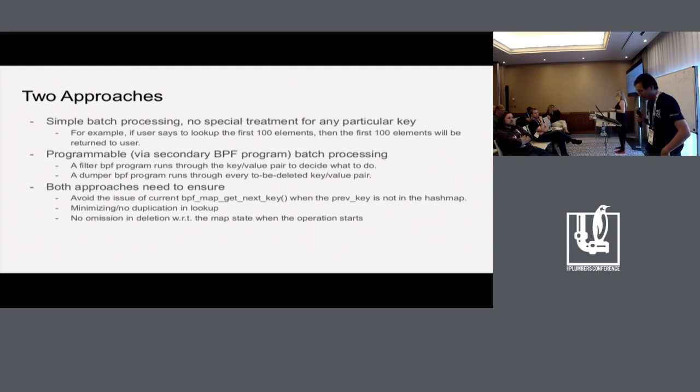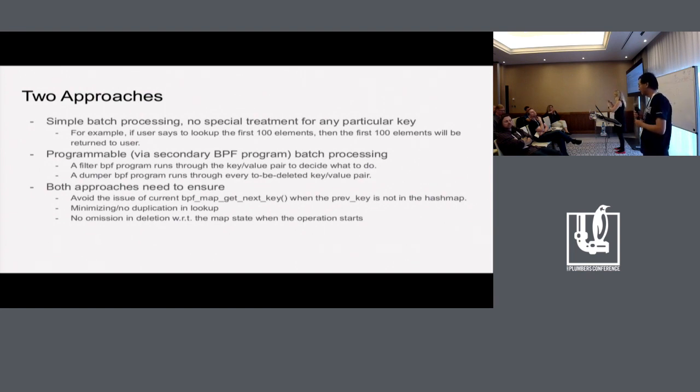In upstream, we currently have two approaches. The first is a simple batch processing, and it does not distinguish between different elements. The treatment is the same. If you look up 100 keys, it will just go through from the first to the 100th and return to you. The second one is programmable. For each key, we can have a BPF program that tells you what to do about this key. For example, you can say delete, you can say lookup, you can say delete and lookup. This gives you an action for each key-value pair.